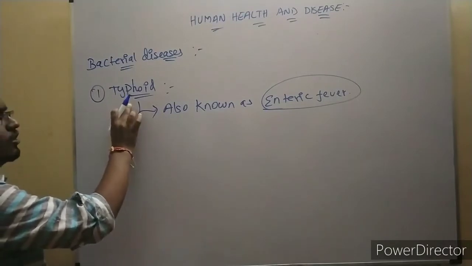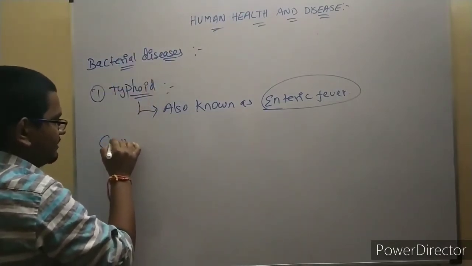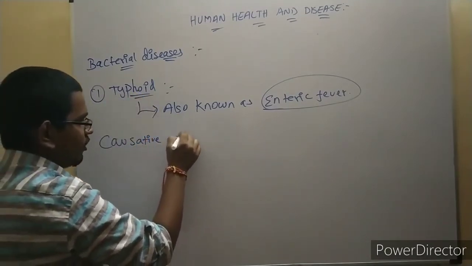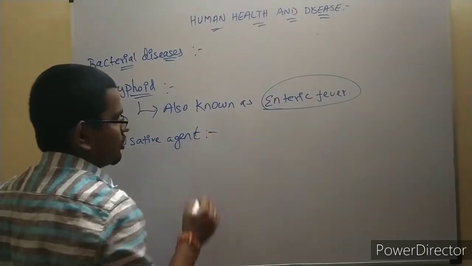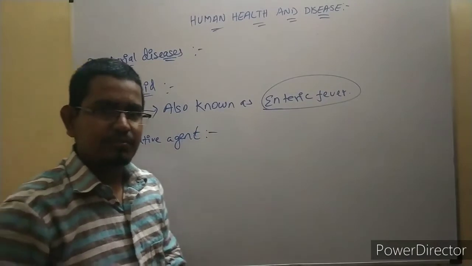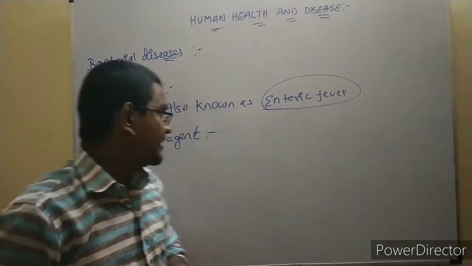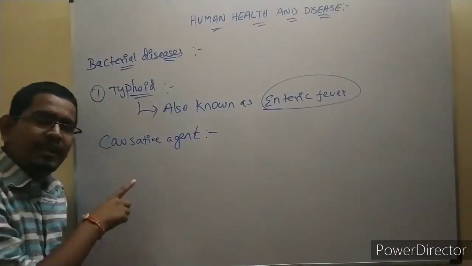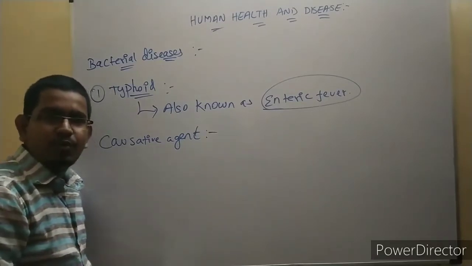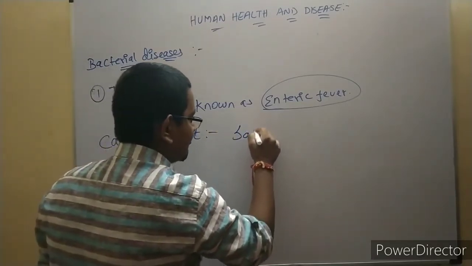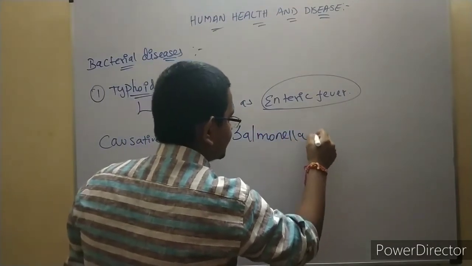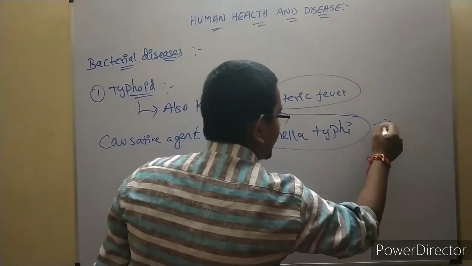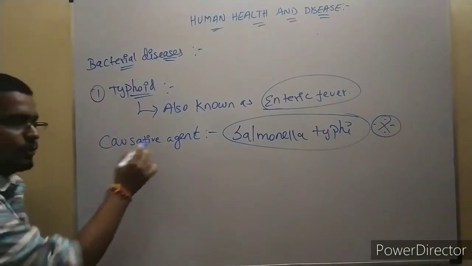And what is the causative agent for typhoid? Causative agent means the agent which is going to cause this disease. As you know, the disease causative agent is a pathogen. As you already know, it may be bacteria, virus, protozoa, fungus, it may be anything. So we are discussing here bacterial diseases, so definitely the pathogen is going to be a bacterium. What is that bacteria's name? Salmonella typhi. It is a very important one. You should know it. Salmonella typhi is the causative agent.